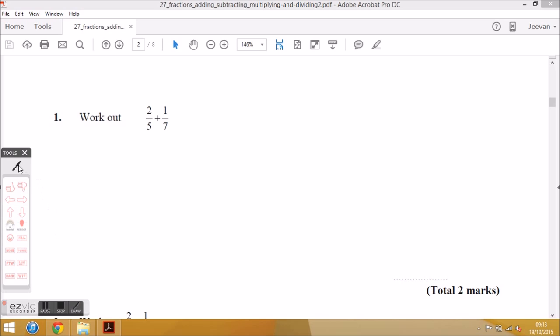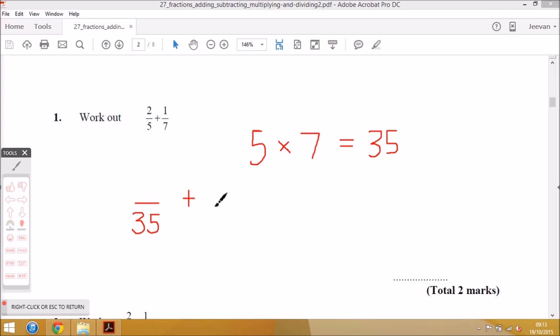So if I do 5 times 7, that gives me 35. And as you can see, with 35, both 5 and 7 go into it. So what that means is we can put both of these fractions over 35. So what I'm going to do is set it out like this. We know that we can convert both fractions so they have a denominator of 35.